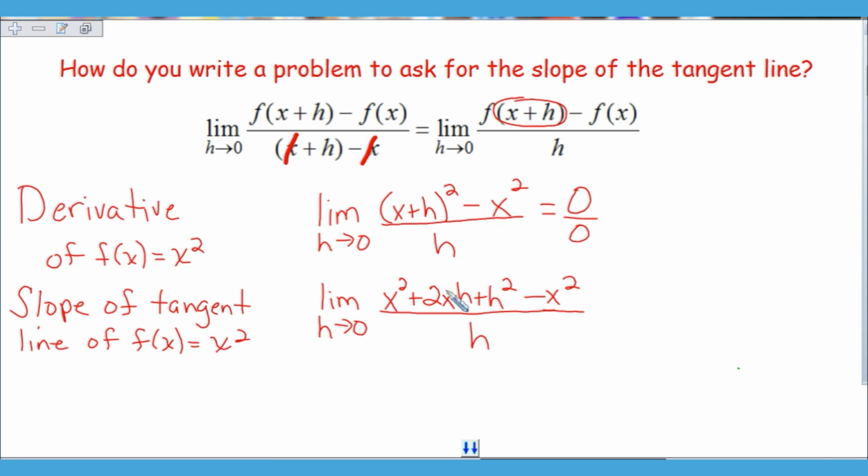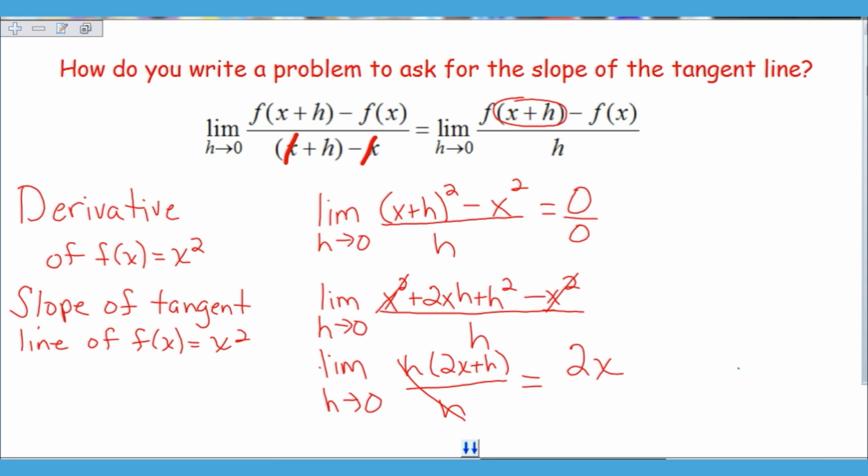So now I can cancel some things after I've expanded it. And notice that if I put 0 into what's left, I still get 0 over 0. So I must factor, cancel, and plug back in. Sorry, I'm writing with my tablet. I'm going to factor an h out of the top. That leaves me with 2x plus h over h. And when I cancel, now plug 0 back in and I get 2x.